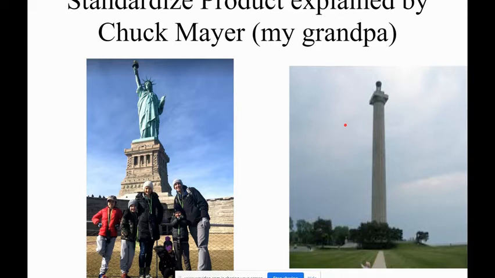And that is a long story to explain standardized products. No one sees the difference. So why would I pay more money for a product when it's all the same? Think fruits, think vegetables, think wheat, all that fun stuff.